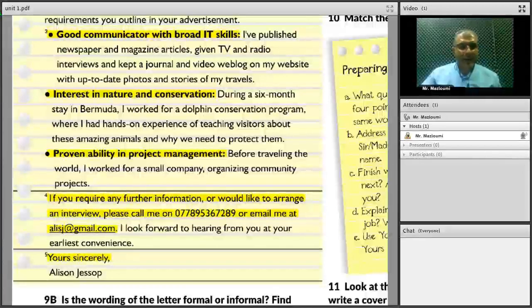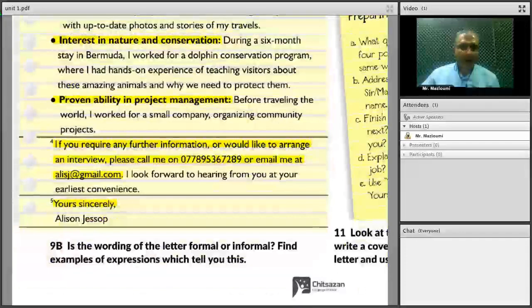So the applicant was in Bermuda for 6 months. There in Bermuda, he worked for a dolphin conservation program. They were just taking care of dolphins, saving them. And while in Bermuda, this person had hands-on experience. He got practical experience, and he taught visitors about dolphins and how amazing dolphins are, and he taught them the reasons why we need to protect dolphins. So, good with animals.